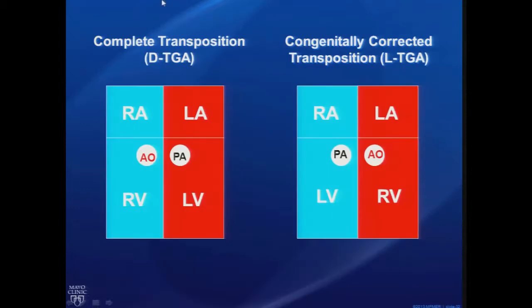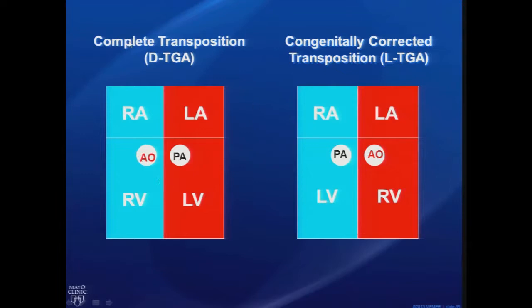So I put this in your syllabus to remind you, when you're faced with what's the difference between DTGA and LTGA, I just wanted you to have a block diagram to help you remember. So DTGA, we have concordant connections between the atria and the ventricle. So it's a right atrium connected to a right ventricle, but we have discordant connections from the ventricle to the great artery. So RV to AO and LV to PA. And you can see this is not compatible with life. This is a bad problem. We've got blue blood coming back from the body and being sent right back to the body.